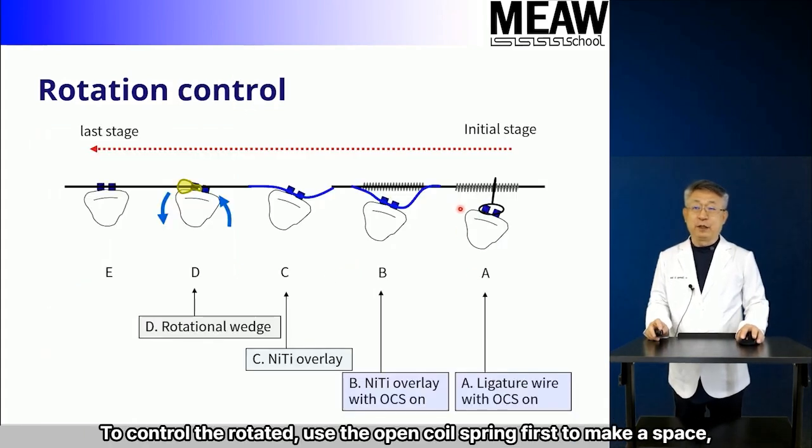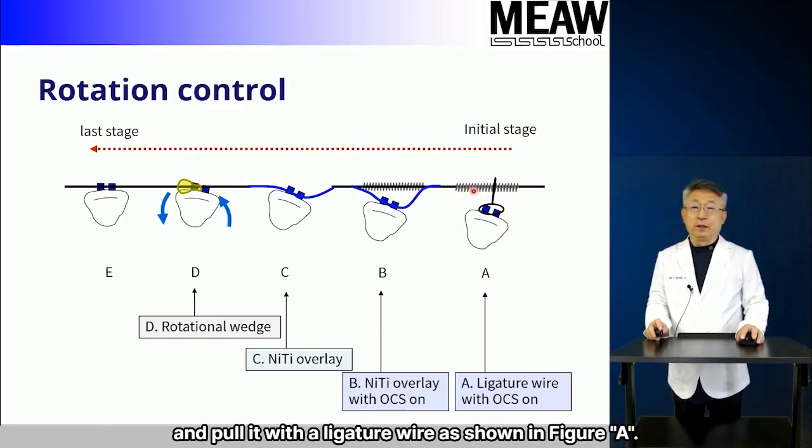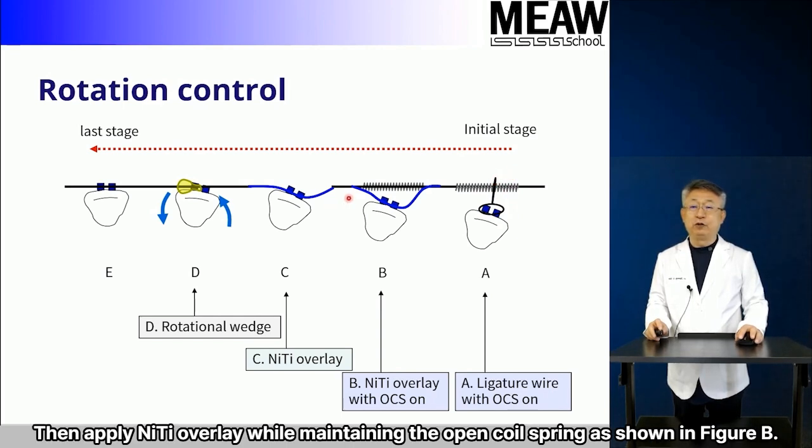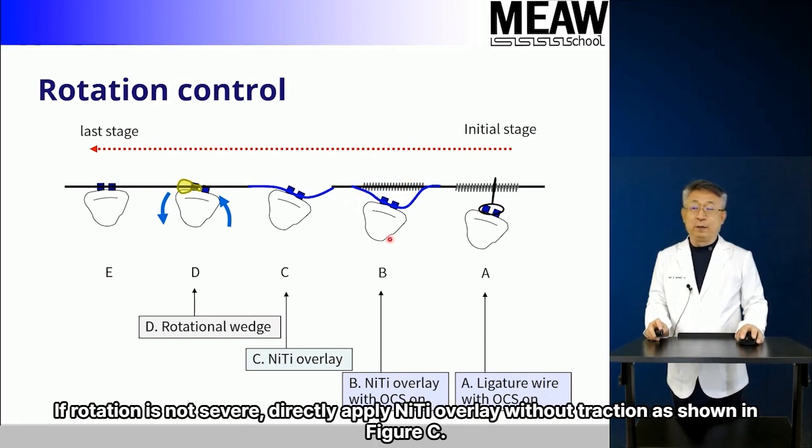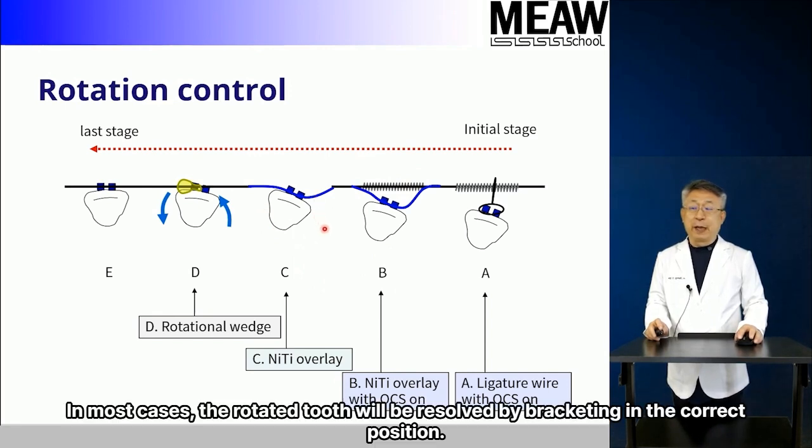To control the rotated tooth, use the open coil spring first to make a space, and pull it with a ligature wire as shown in Figure A. Then apply a NiTi overlay while maintaining the open coil spring as shown in Figure B. If rotation is not severe, directly apply a NiTi overlay without traction as shown in Figure C. In most cases, the rotated tooth will be resolved by bracketing in the correct position.